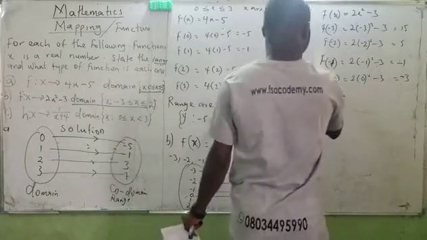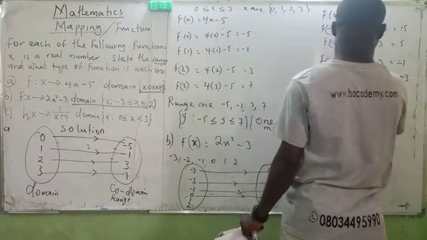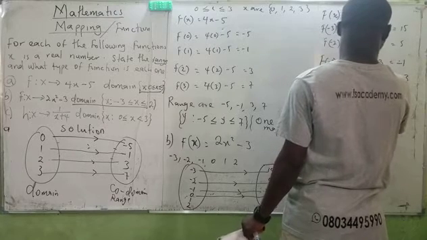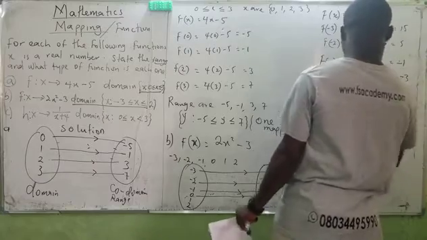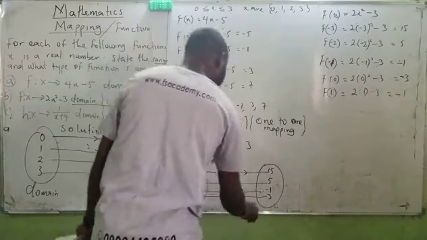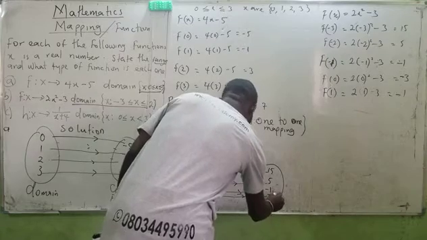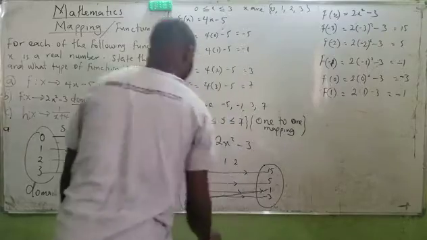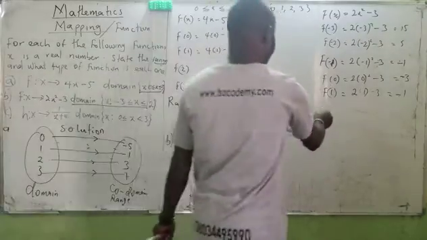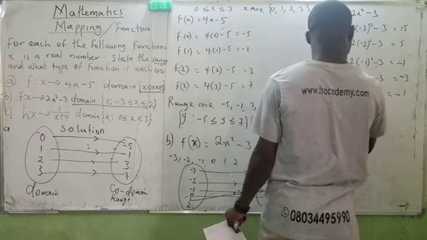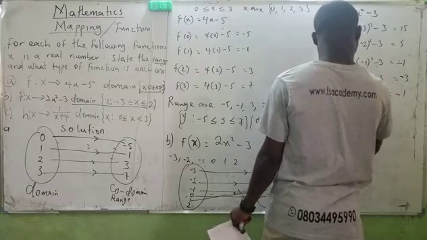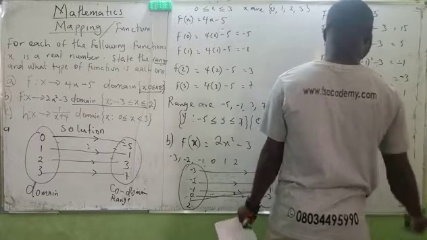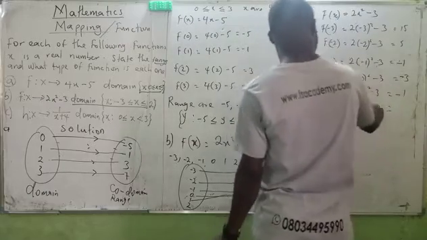Now, f of 1 will be equal to 2 times 1 squared minus 3, which is going to be -1 also. It means I'll be having -1 also. It means this one maps to this. Permit me to say that. Now, f of 2 will be equal to 2 times 2 squared minus 3, which will be 8 minus 3, that is 5.